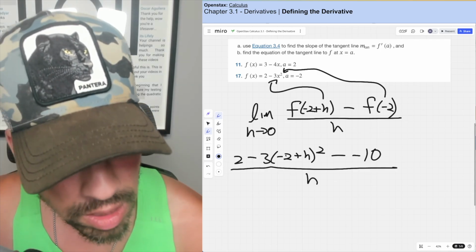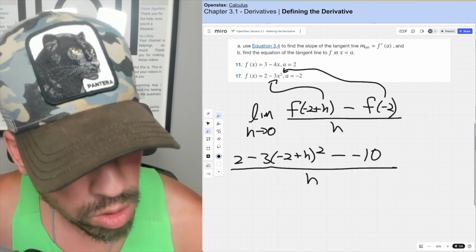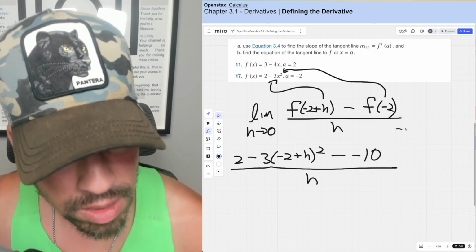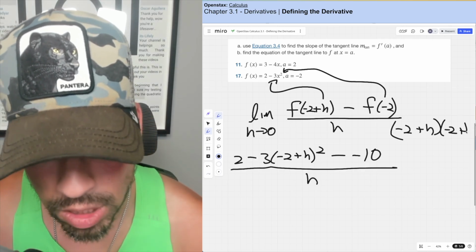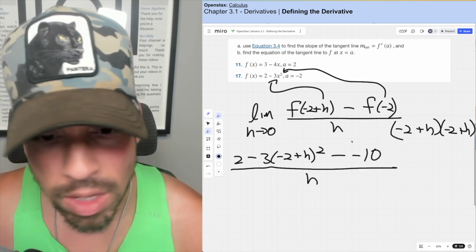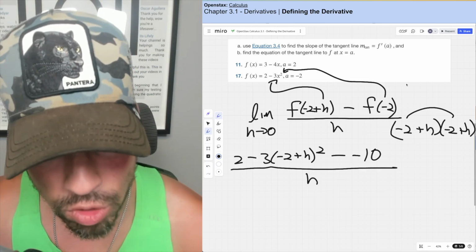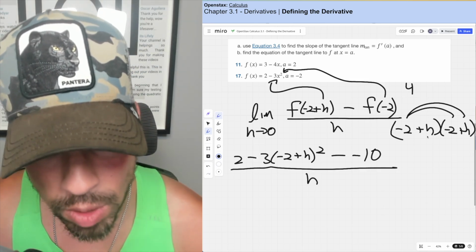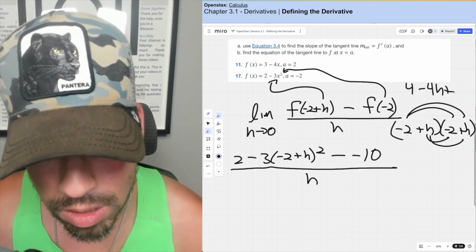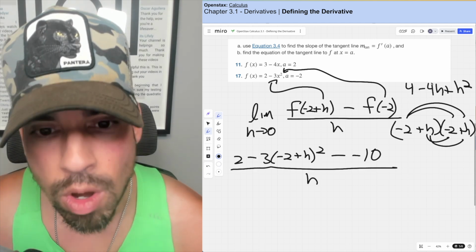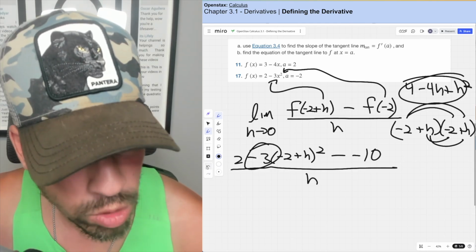But now let's simplify. So we're going to have to FOIL this expression out, right? So that is negative 2 plus h squared, which is the same as negative 2 plus h times negative 2 plus h. Okay, let's simplify that. So negative 2 times negative 2 is 4. Then we have negative 2h, that's negative 4h. Last but not least, plus h squared. So all of this, again, is being multiplied by negative 3.